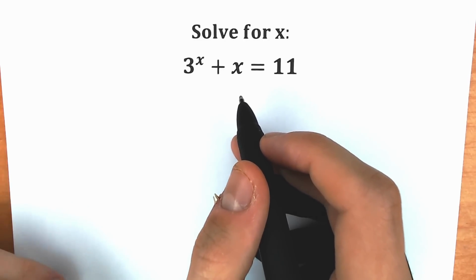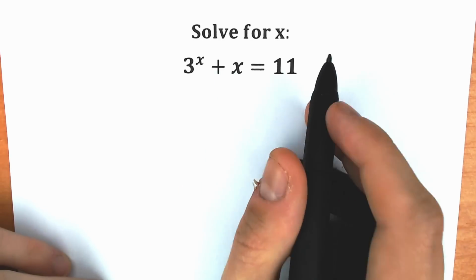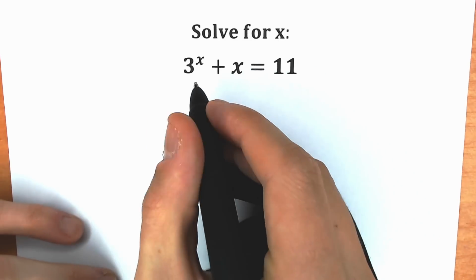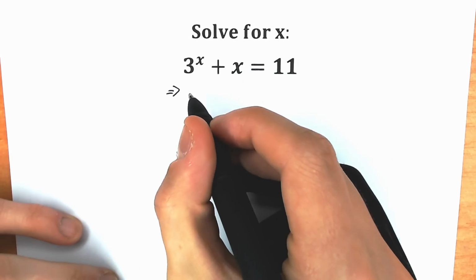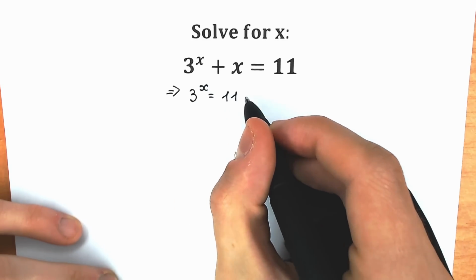Today we have a very interesting exponential equation from entrance examinations, 3 to the x plus x equal to 11, and we need to find our x. So first of all, let's write this x on the right side with the negative sign. So as a result, what do we have? This is our first step. We're going to write it as 3 to the x equal to 11 minus x.